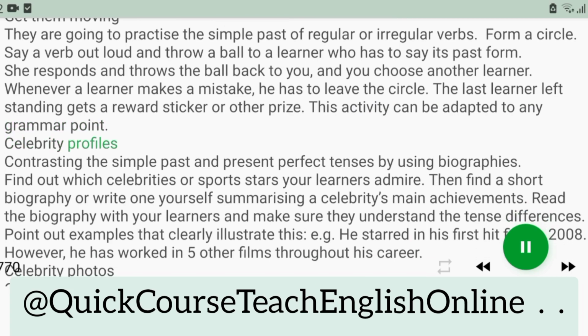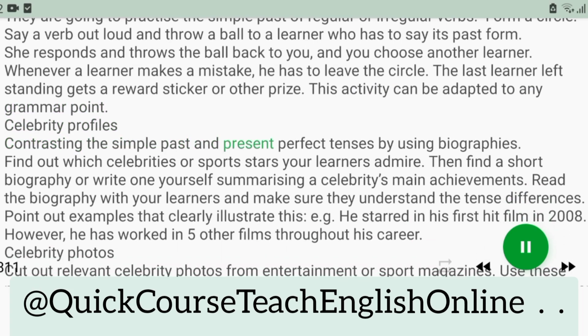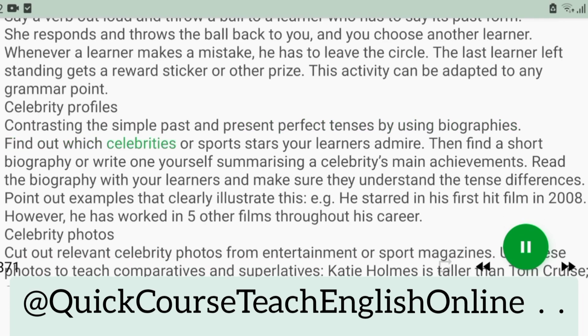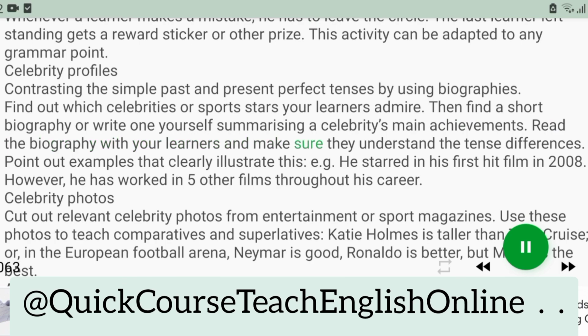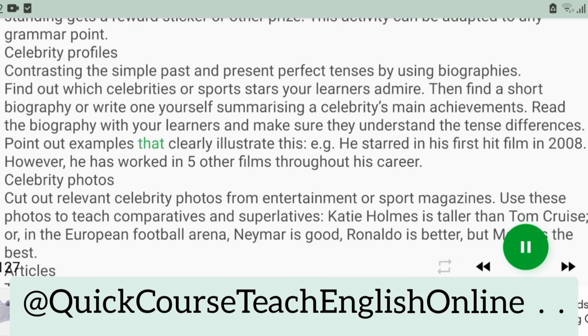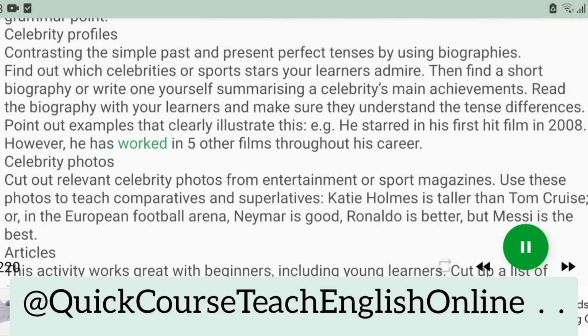Celebrity profiles. Contrasting the simple past and present perfect tenses by using biographies. Find out which celebrities or sports stars your learners admire. Then find a short biography or write one yourself summarizing a celebrity's main achievements. Read the biography with your learners and make sure they understand the tense differences. Point out examples that clearly illustrate this, e.g., he starred in his first hit film in 2008. However, he has worked in 5 other films throughout his career.